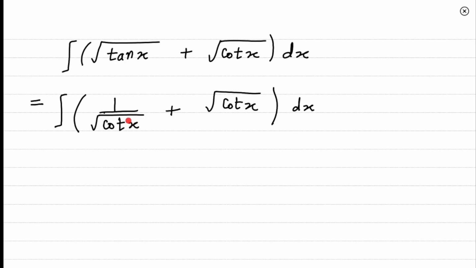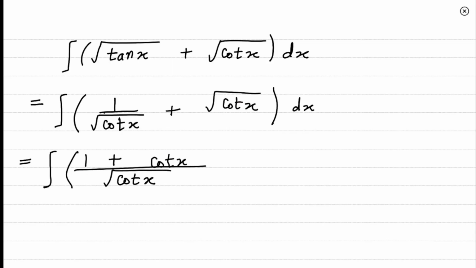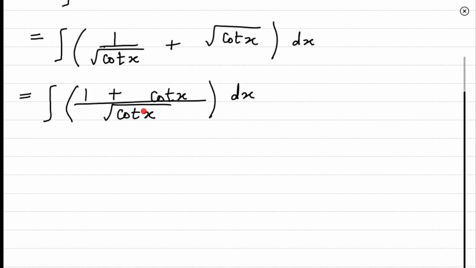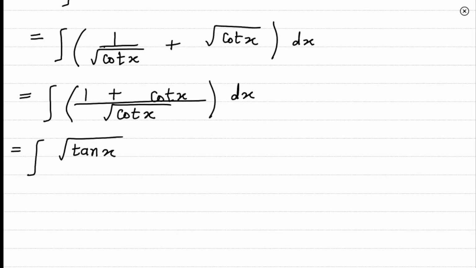Now, in order to simplify this, let's do a cross multiplication here. So we have integration of 1 plus square root of cot x multiplied by square root of cot x is cot x, divided by square root of cot x. Again, we are integrating with respect to x. Now that square root of cot x in the denominator can be written as square root of tan x in the numerator. So I have square root of tan x and 1 plus cot x, and obviously I'm integrating with respect to x.